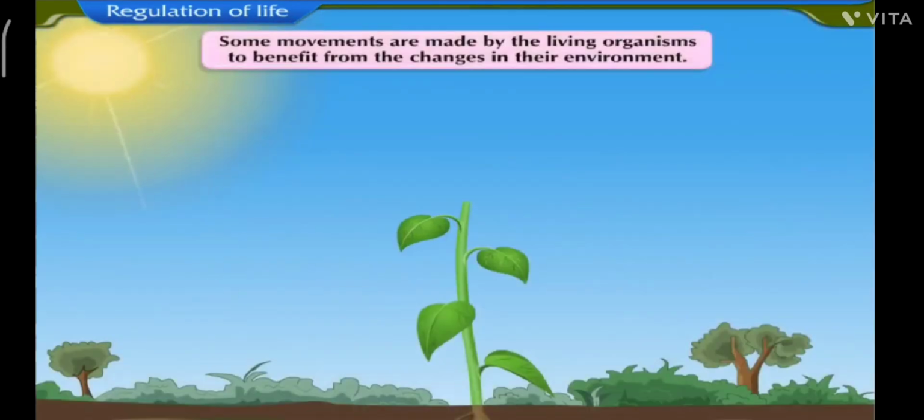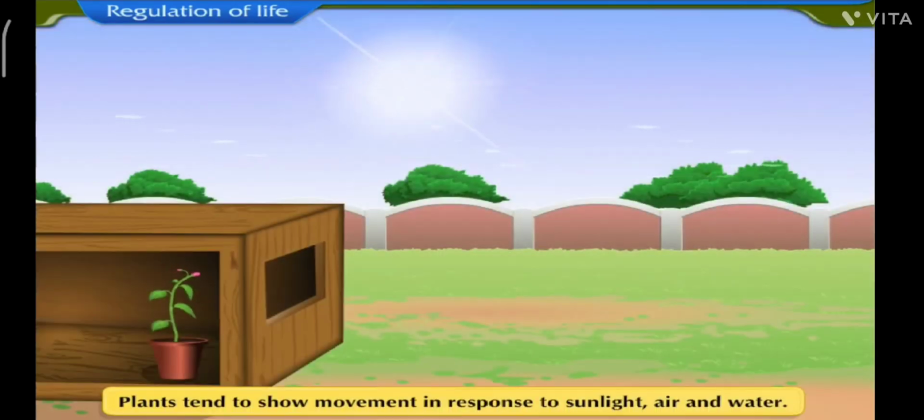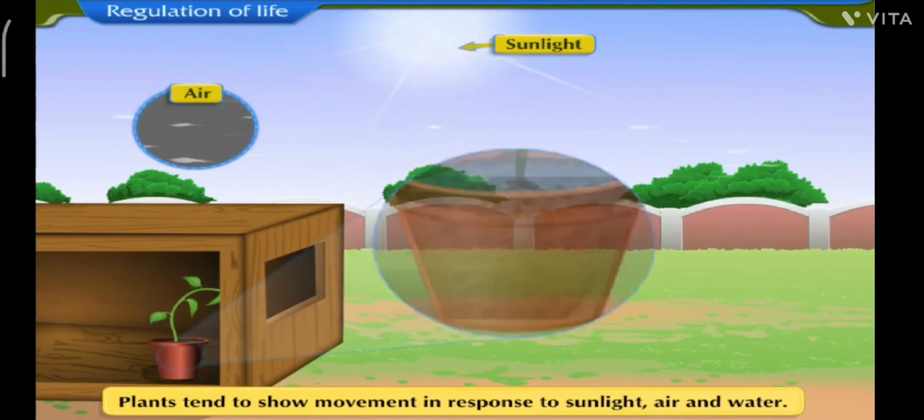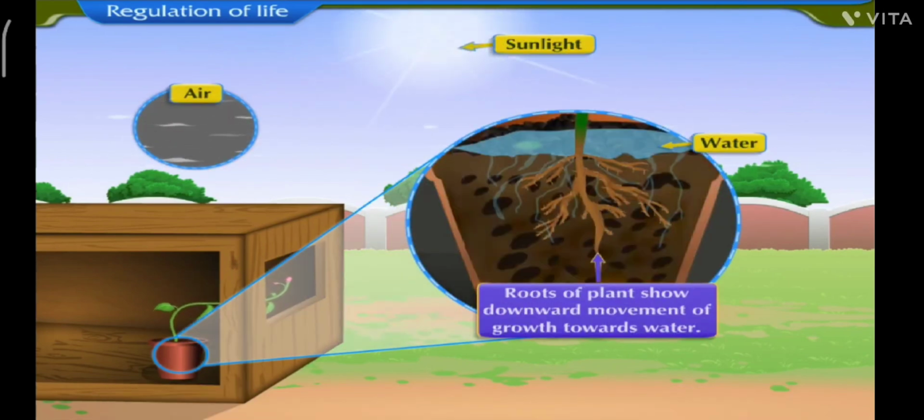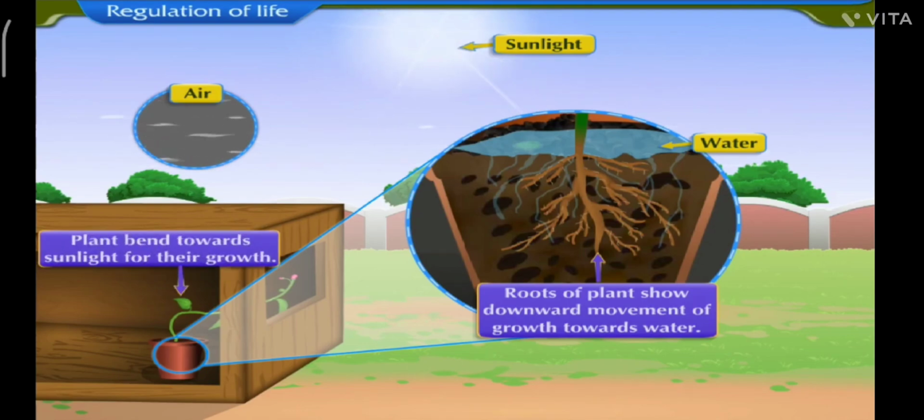Some movements are made by the living organisms to benefit from the changes in their environment. Plants tend to show movement in response to sunlight, air, and water. Roots of plant show downward movement of growth towards water. Plants bend towards sunlight for their growth.